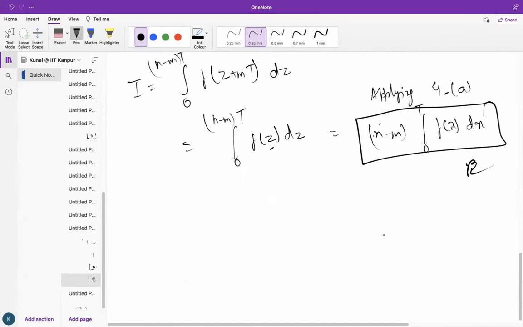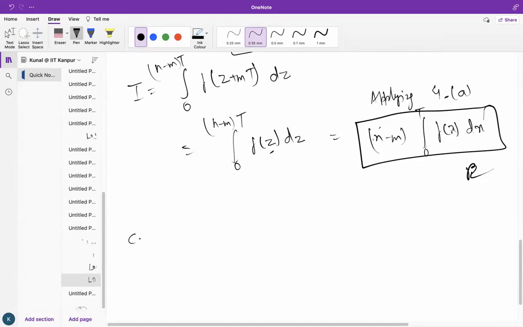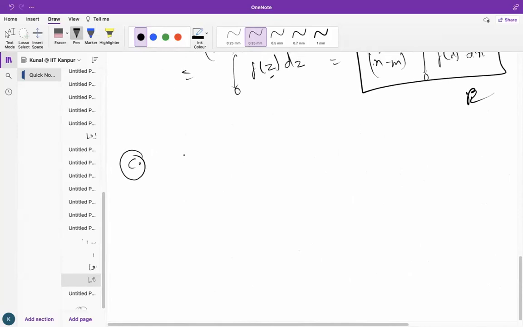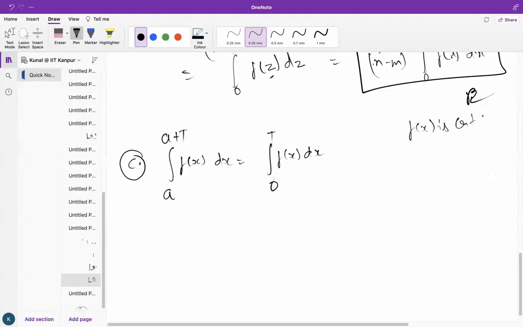Now let's move to the proof of the third part. What we have to prove in part three is that integrating from a to a plus t, f of x dx is equal to integrating from 0 to t, f of x dx. I hope you all understand the previous one. So let me rewrite this problem. Since we know that f of x is continuous in a to a plus t, for x belonging to a to a plus t.